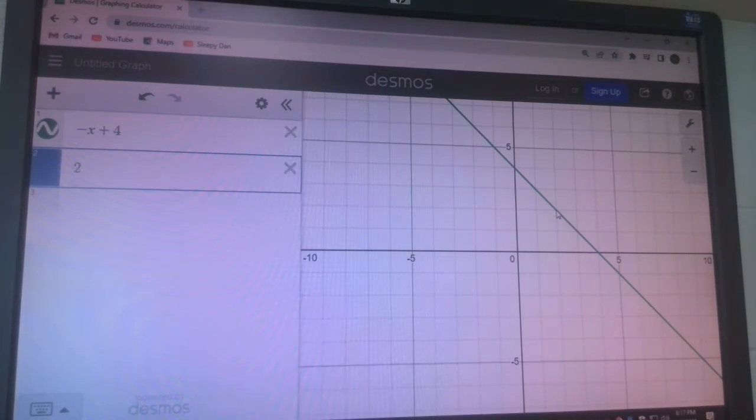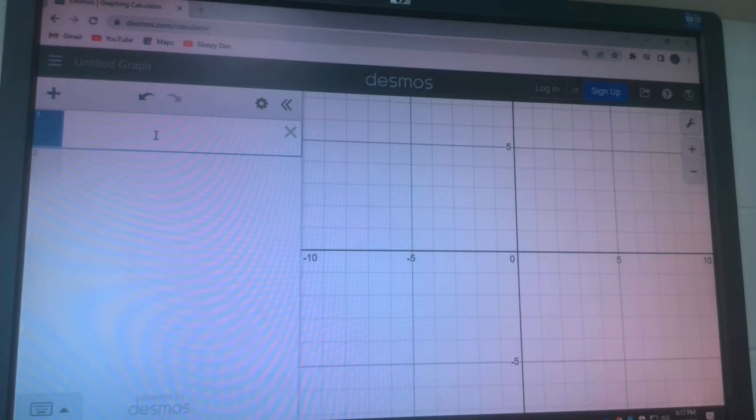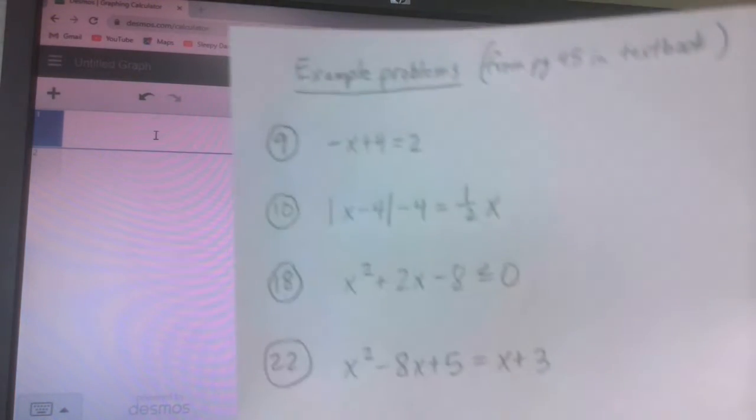Why? Because this point right here, where my cursor is, x would be 2. That's where this horizontal line would cross paths with that one right there. So my x value would be 2. All right. Let's go to one of these where Desmos is actually helpful, talking about number 10.